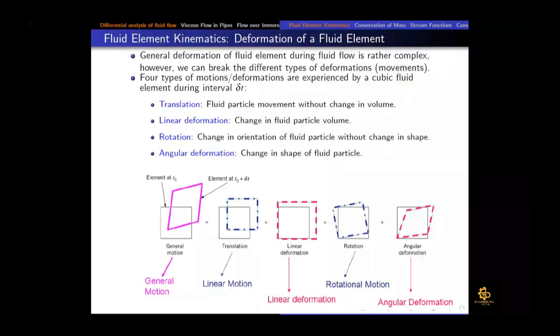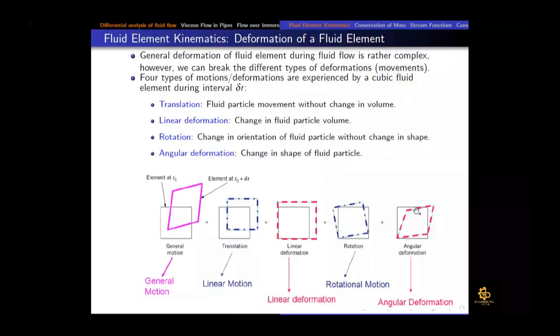If you see here, translation. Can you see the lecture slide here? Yes, sir. Here, if you see, the whole element has been displaced by a distance. Okay, for the translation, or we call it the linear motion. But linear deformation, if you see, its volume has been changed. It has been deformed linearly. Now the second point is, what is the difference between linear deformation and angular deformation? In linear deformation, it has been kind of a square. But for the angular deformation, the shape of that object has also been changed.